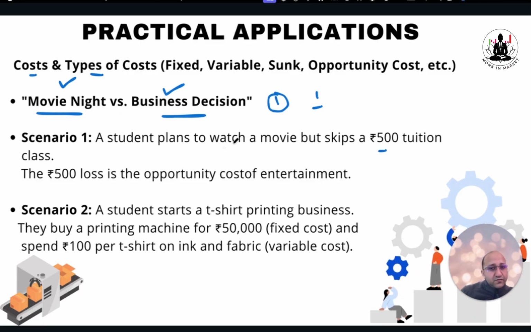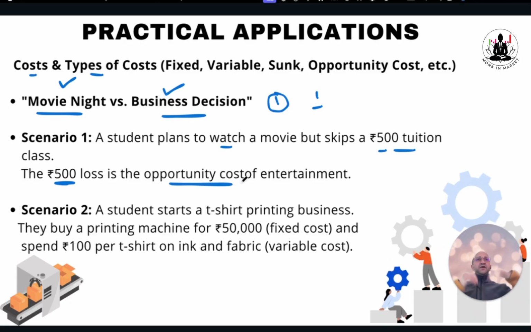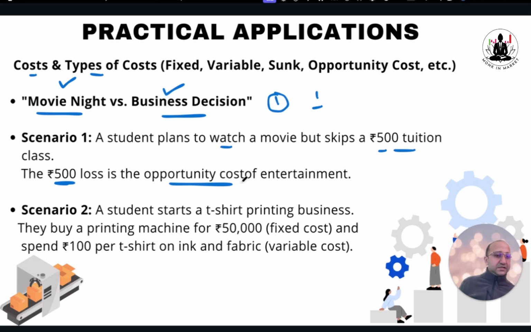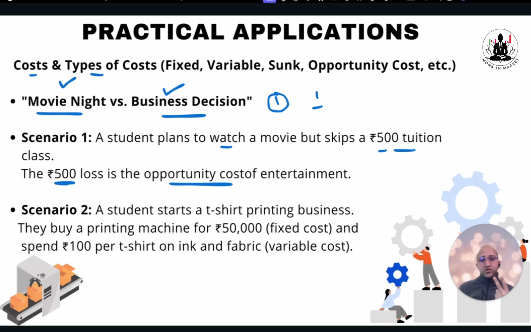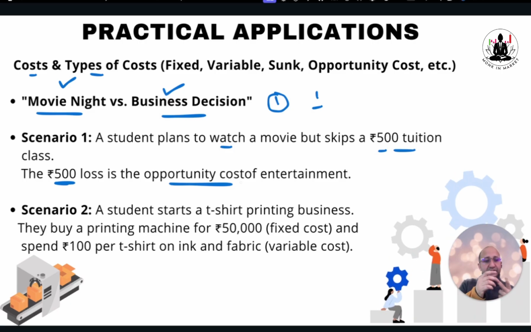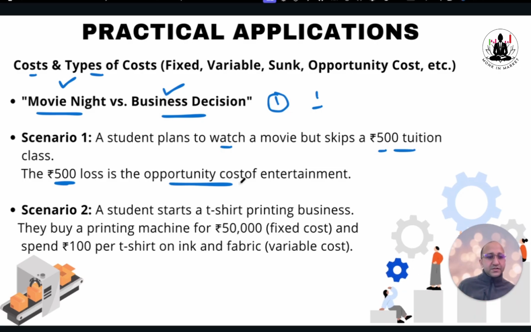A student plans to watch a movie but skips a 500 rupee tuition class. This 500 rupee loss is the opportunity cost, right? I chose movie over classes, over studies, over education, right? So this is opportunity cost, whatever I missed. So whenever in your life you will have two decisions, between those two decisions, you have to choose one. So if you choose anything, the thing which you lost will be your opportunity cost. I hope this is clear to everybody.